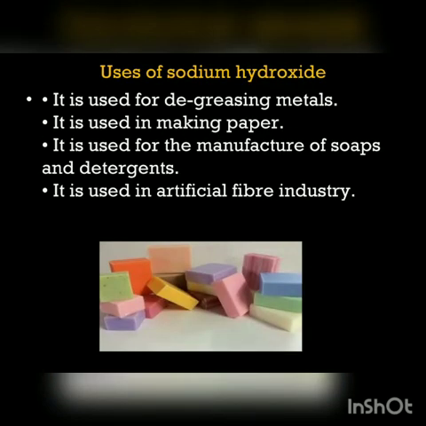Uses of sodium hydroxide. It is used for degreasing metals. It is used in making papers. It is used for manufacture of soap and detergents. It is used in artificial fiber industry.